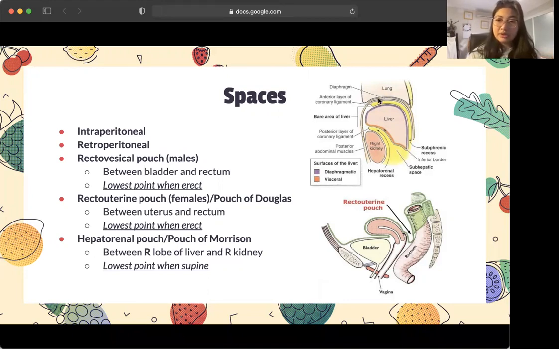It's important to note that it'll collect on the right in the hepatorenal pouch. So hepatorenal has to be on the right? We don't have a liver. Most of us don't have a liver on the left. So hepatorenal pouch here, also known as the pouch of Morrison.